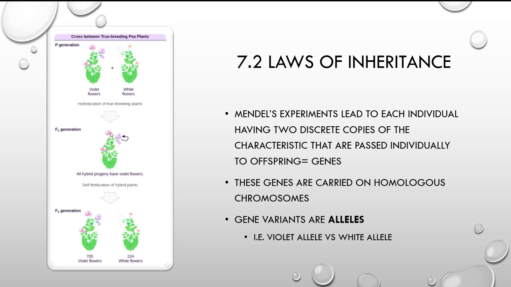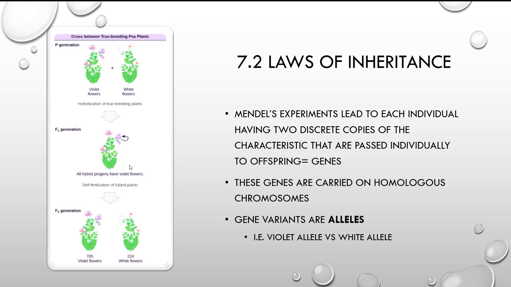Okay, so now, this was back in the 1860s when he figured this out. But now we know that those copies are genes, right? And those genes are carried on homologous chromosomes. We each get one copy of chromosomes from our parents, right? We got one of those homologous chromosomes from our mom, and the other one came from our dad. And each of these copies carries the genes. So we have two copies of every gene, okay? We got one from mom and one from dad.